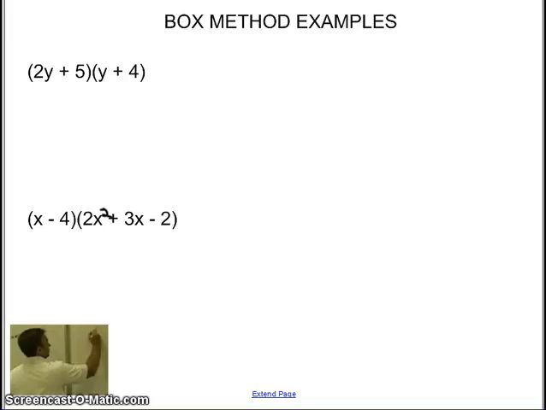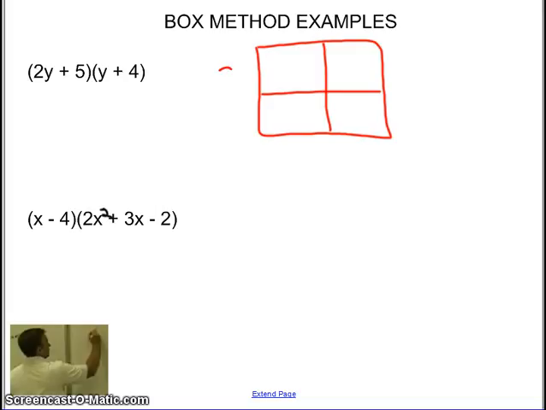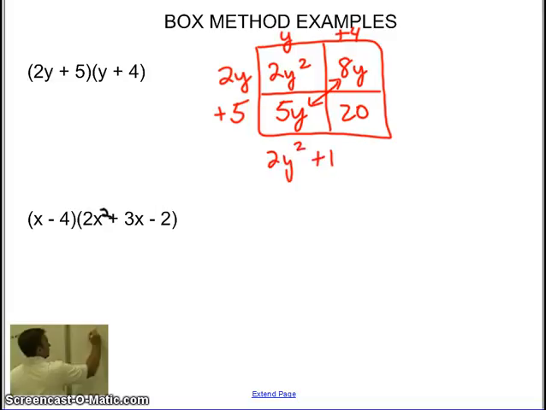Two more examples. Alright. Again, we have two terms and two terms, so we have a 2 by 2 box. 2y and 5. I mean just 5. And we have y and plus 4. Well, 2y times y is 2y squared. 2y times 4 is 8y. y times 5 is 5y. And then 5 times 4 is 20. Combine the like terms. 8 plus 5 is 13. And this is what I'm left with.